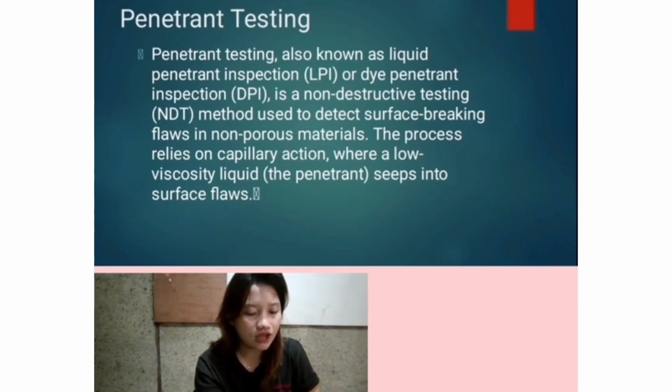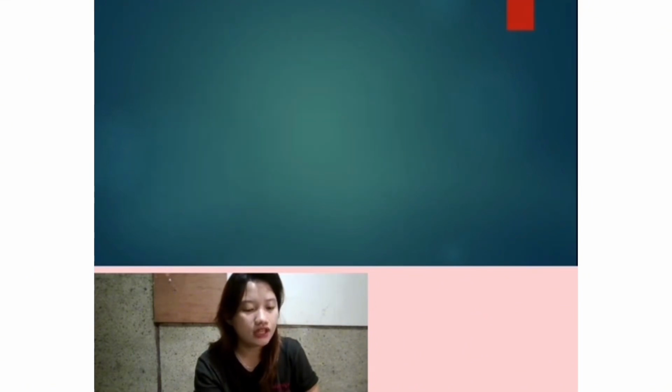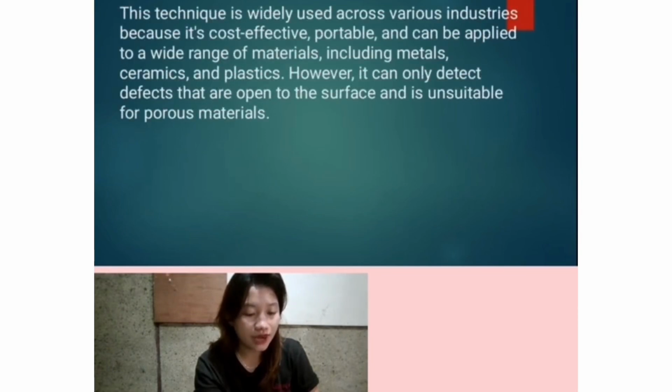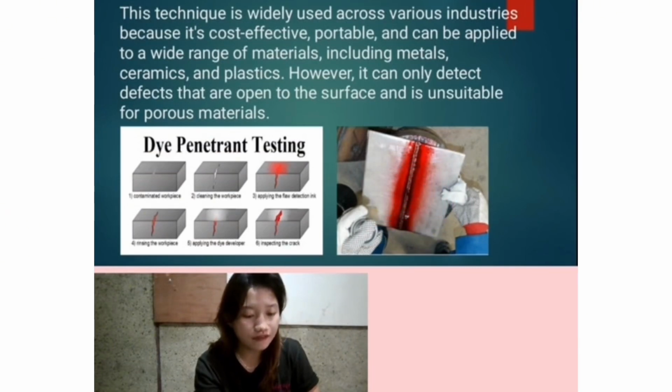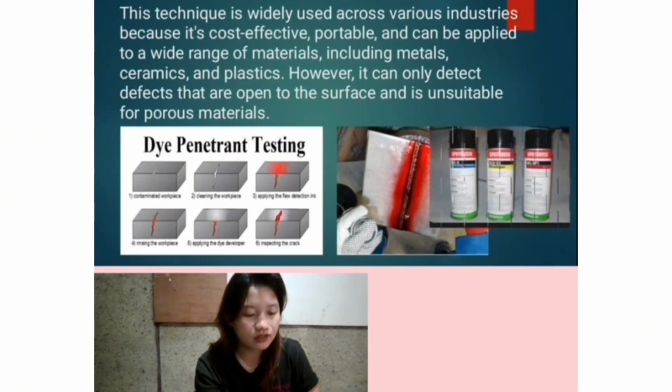The process relies on capillary action, where a low viscosity liquid, the penetrant, seeps into surface flaws. The technique is widely used across various industries because it is cost effective, portable, and can be applied to a wide range of materials, including ceramics and plastic. However, it can only detect defects that are open to the surface and is not suitable for porous materials.